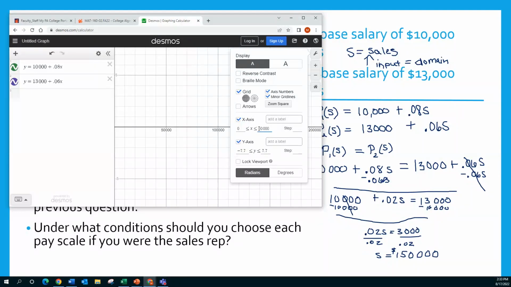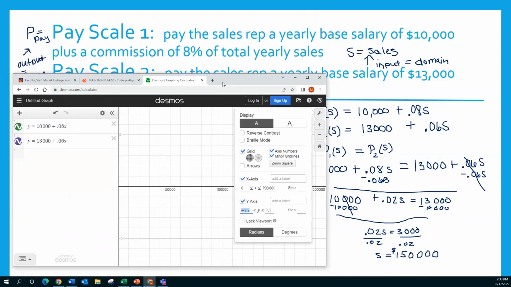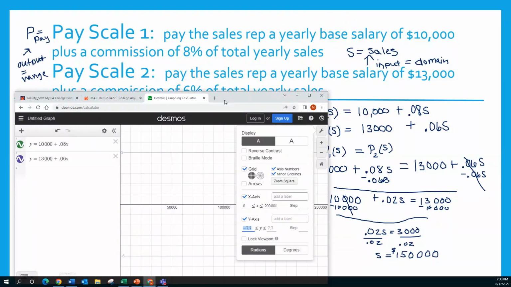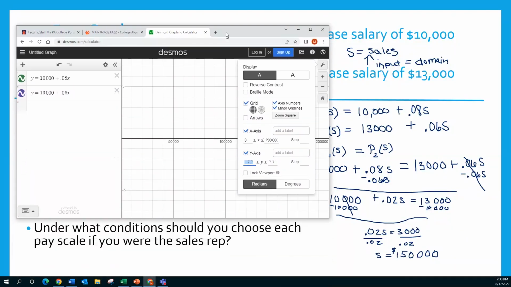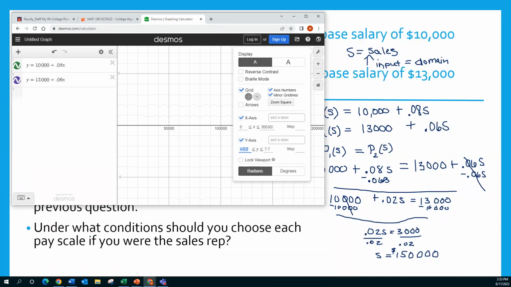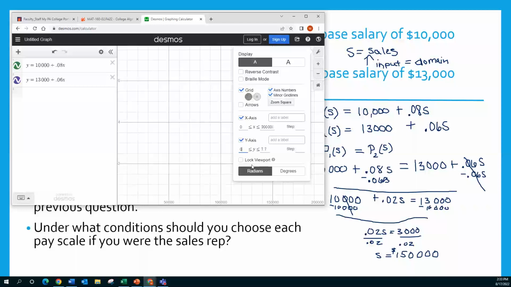Then we have to set up our y. On your calculator, the next thing is the x scale. I always leave that at 1. And then I go down to y minimum. The y values in this problem, if you remember up here, our output, or range, was the pay. Both of these pay scales, one starts at 10,000, the other starts at 13,000. So I could start at 10,000 as my minimum. I personally put that y minimum at 0 because, again, it does not make sense to have negative pay.